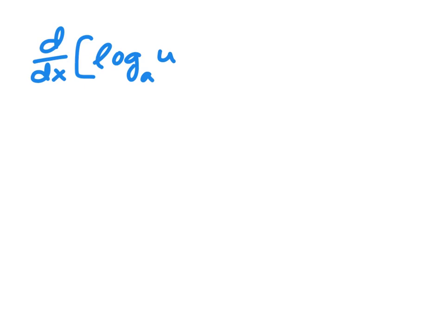Okay, we got a couple more left. So the next one is, what happens if we have a logarithmic function that doesn't have a base e? So it's not natural log anymore. It could be like log base 2, log base 10, whatever we want to look at. Just not log base e, which is the natural log. So let's say I want to differentiate log base a, where a is a constant, of u, where u again is a function of x.